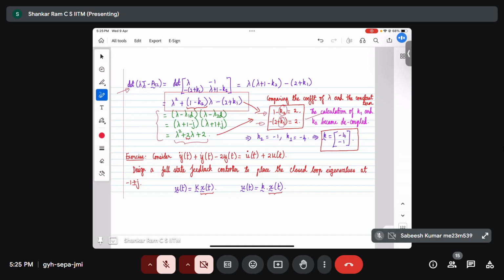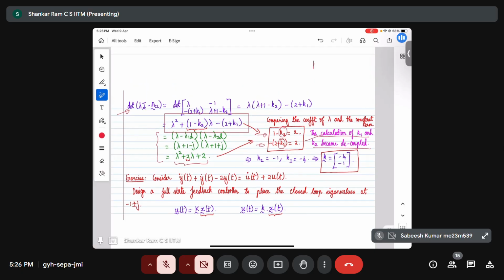So the calculation of K1 and K2 has become decoupled, and it's extremely easy to calculate, right? So we get K2 to be -1, K1 to be -4. So the control gain vector comes to be -4 and -1. This is the advantage of the controller canonical form. You put the state space representation in the controller canonical form and try to solve for the control gain K, even if you have an nth order system.